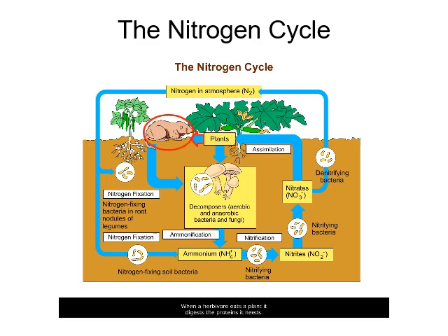When a herbivore eats a plant, it digests the proteins it needs. Nitrogen-containing waste products are formed during protein metabolism. Consumers excrete some nitrogen as well as incorporate some in their body tissues. Organisms that are not consumed eventually die and become detritus, which is decomposed by prokaryotes and fungi.